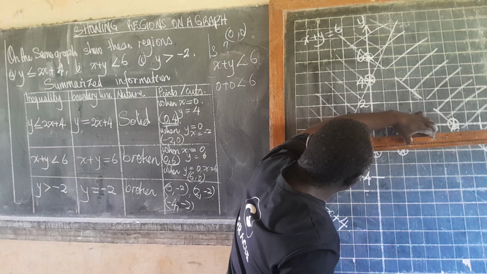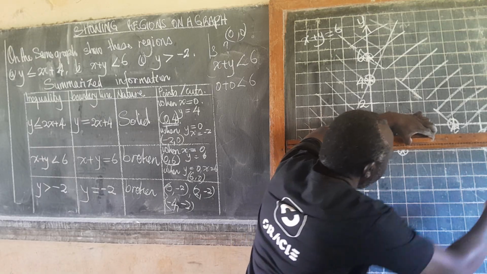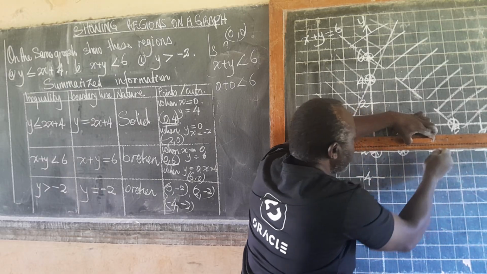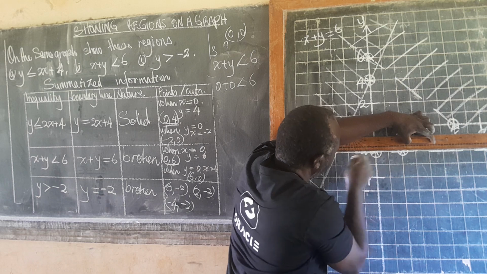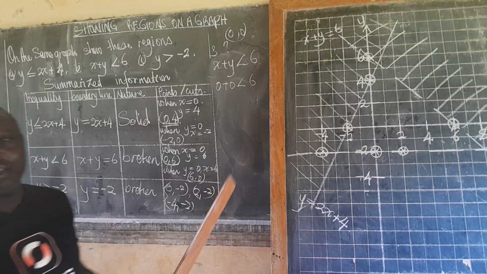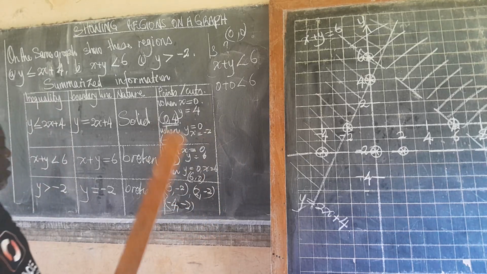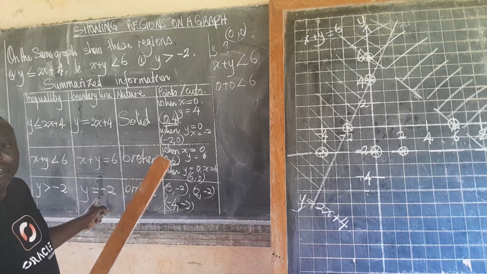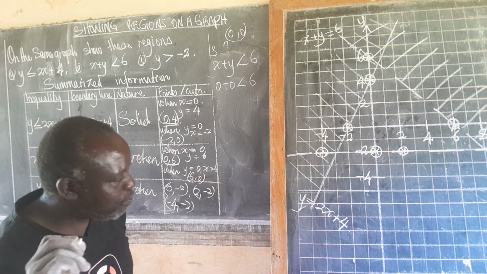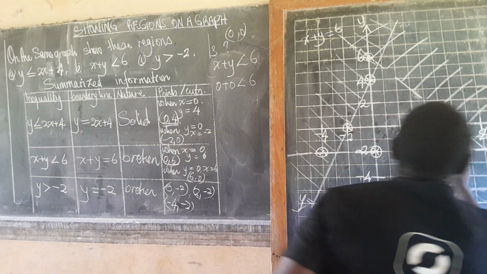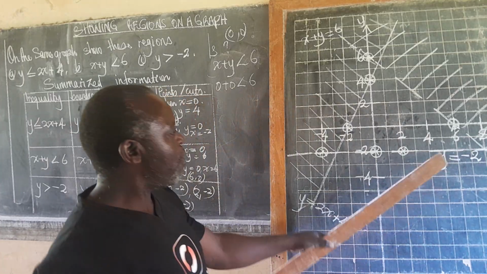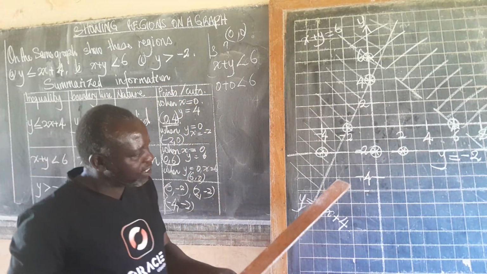Therefore, we are joining. When we join, we are doing like this. There, it's broken. Don't forget, it's broken. Now, since it's broken, we have to give it the name. The name is y equals negative 2.